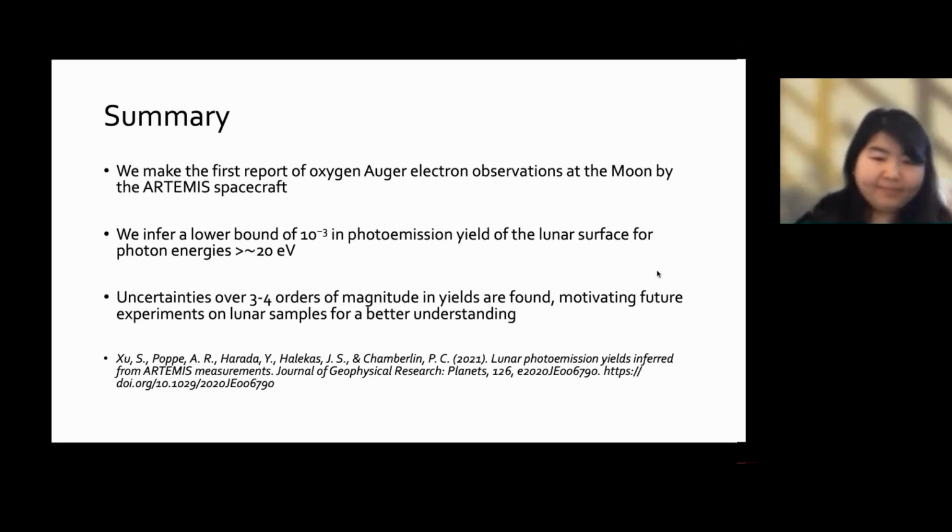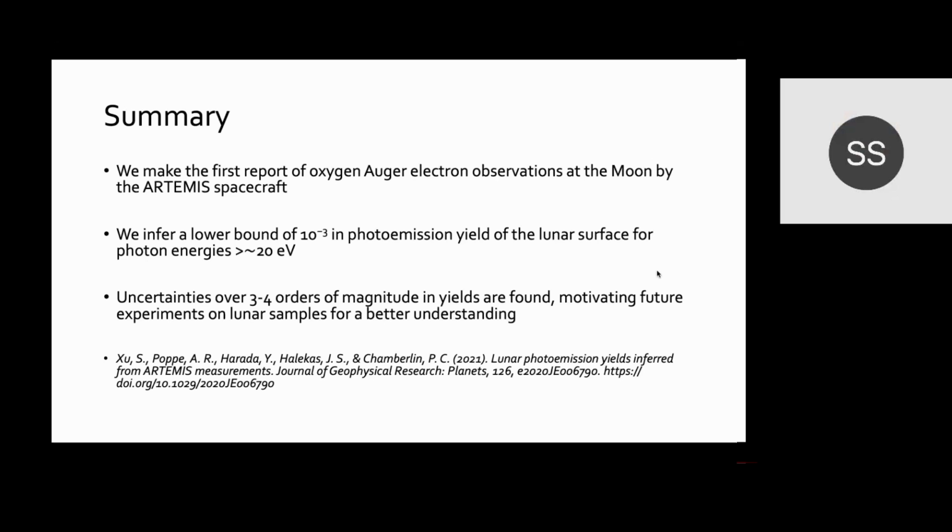Thank you. I have a question. How would this impact using electronics on the surface, or does it have any impact? And do you foresee any effect of the solar cycle on these measurements?